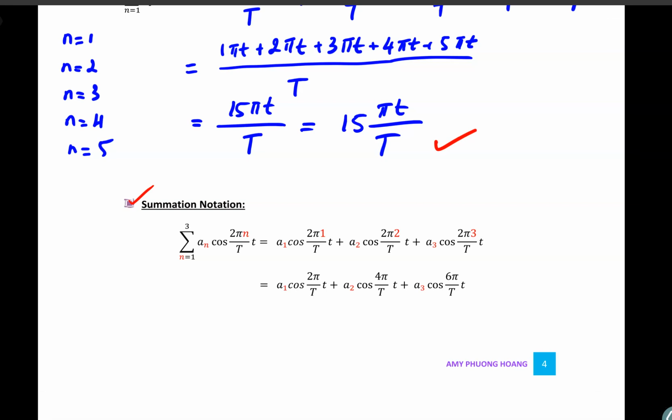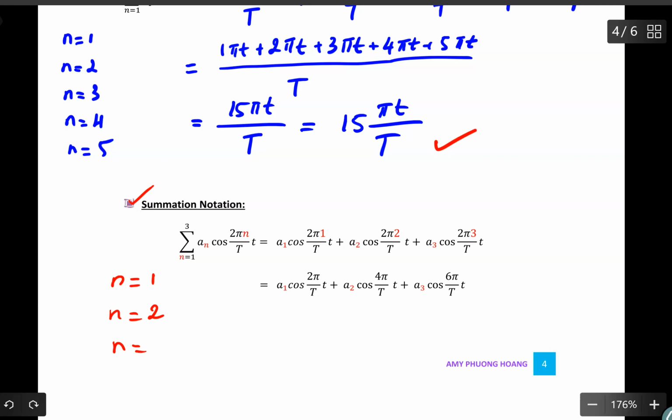Okay, so in this case what I have is the summation from n equal to 1 to 3 of a_n cosine of 2 pi n times t divided by period T. So you see that you will have 3 terms in this case, because you will have n equal to 1, n equal to 2, and n equal to 3. Don't forget n is an integer. And then where you find the n, you substitute in the value for that. So when n equal to 1, I have that. When n equal to 2, I have this term. When n equal to 3, I have this term.